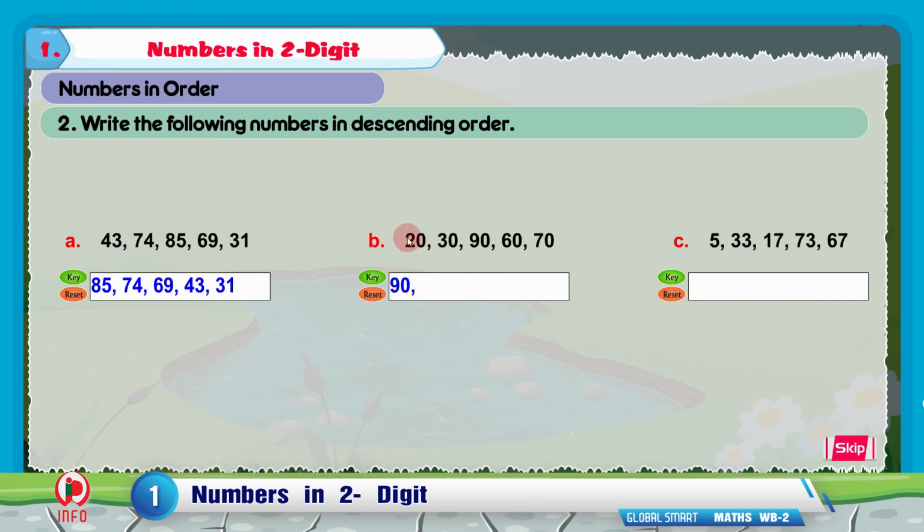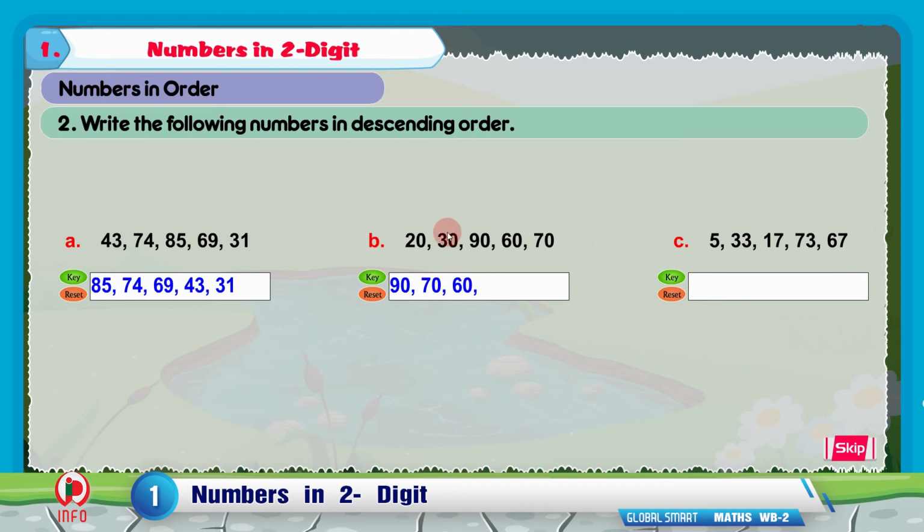Then the remaining numbers are here 2, 3, 6, 7. So of all these 4 numbers 7 is the greater number. So 70 is the greater number. We will write 70. Then the remaining are 6, 3, 2. So 6 is greater than 3 and 2. So we will write 60.